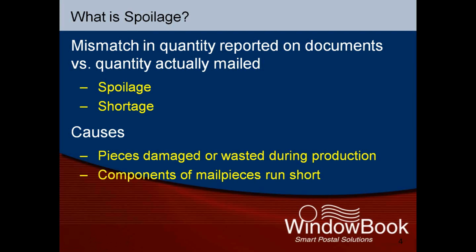Shortages generally occur when one or more of the components of the mail piece run short, such as running out of envelopes or reply pieces, or perhaps all the components run short. Regardless of the cause, spoilage or shortage can impact the number of pieces that are actually mailed, and if this quantity is significant, it can really impact your bottom line.